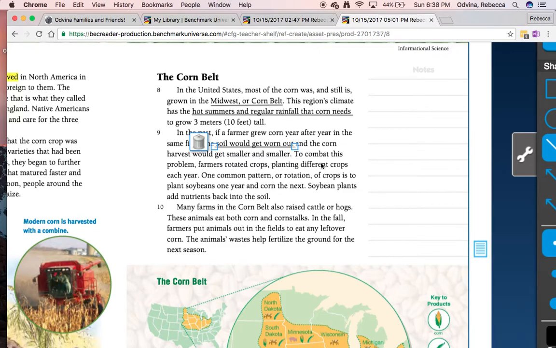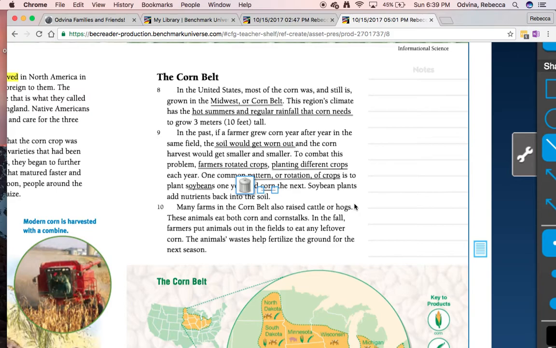And here's our solution. Farmers rotated crops, planting different crops, in a common pattern, or rotation of crops. And that looks like it's soybean one year, corn the next. So soybeans and corn.